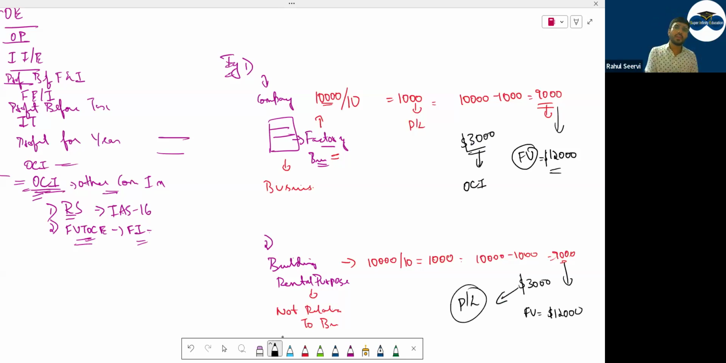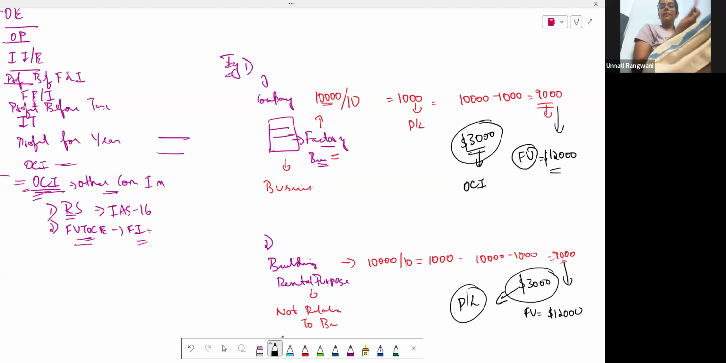Now sir, both are buildings only. Why is one recorded in OCI? Why is one recorded in PNL? Can anyone tell me this, by just seeing the numbers and the example which I've given? One is for investing and one is for business purpose. Can you tell me this? Because we have given it on rent, we are not using that for the main purpose of business. That is our other source.